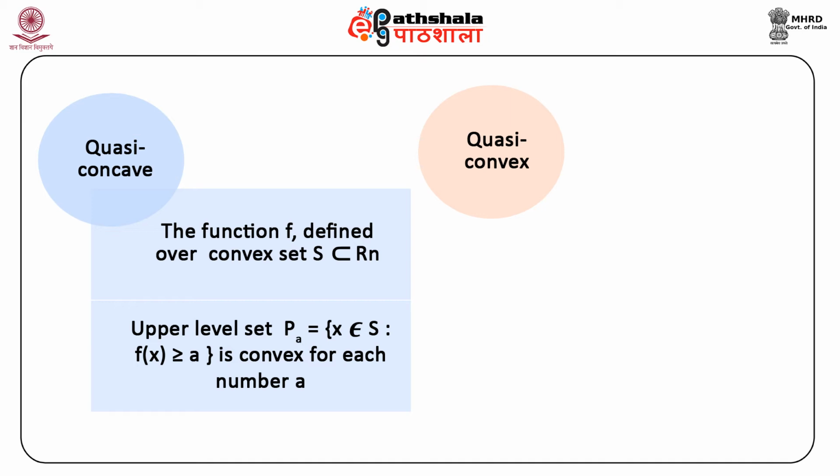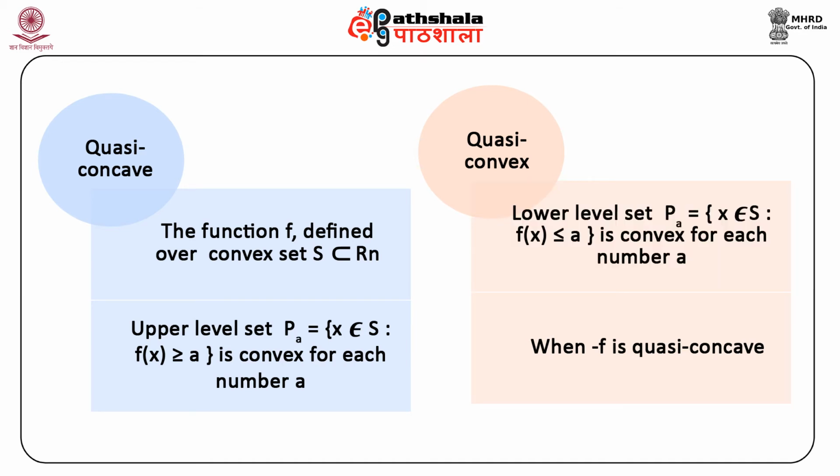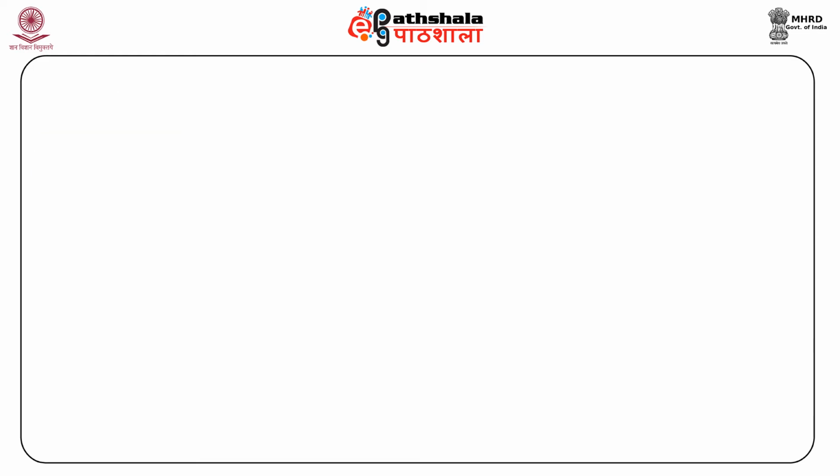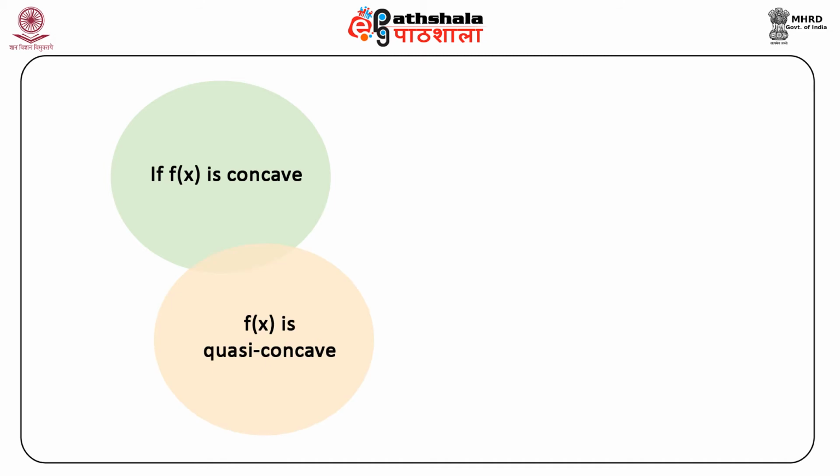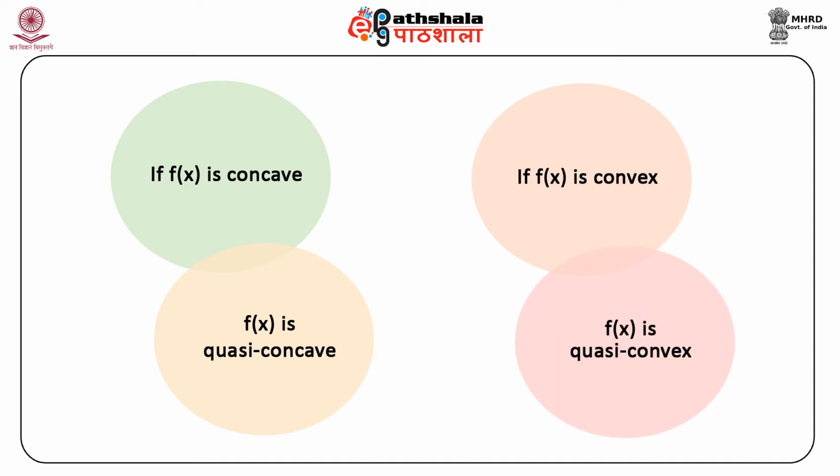Quasi-convex. We say that f is quasi-convex if minus f is quasi-concave. So, f is quasi-convex if and only if the lower level set Pa is convex for each number a. If f(x) is concave, then f(x) is quasi-concave. If f(x) is convex, then f(x) is quasi-convex.